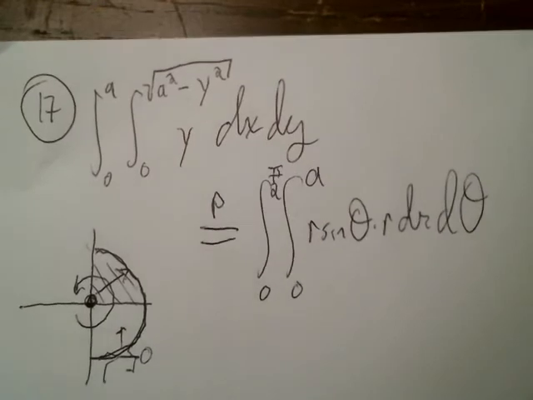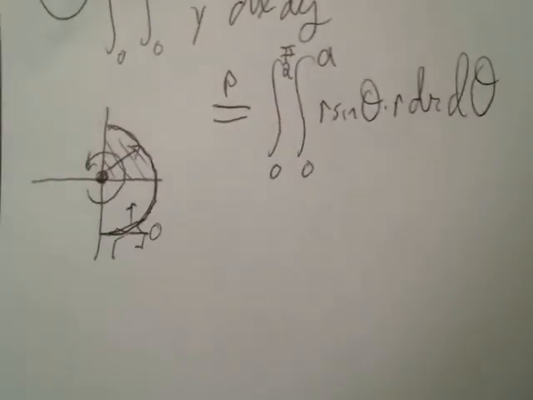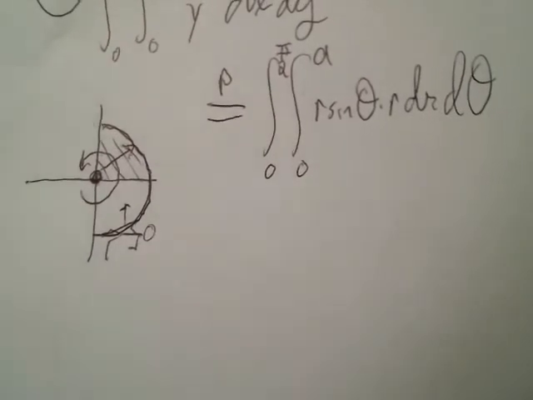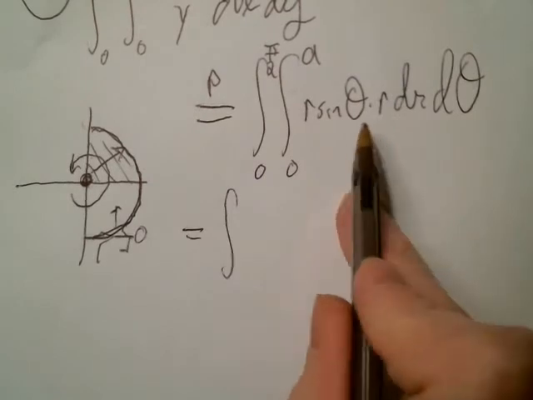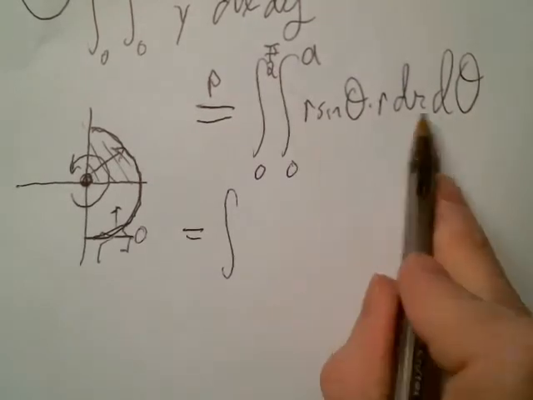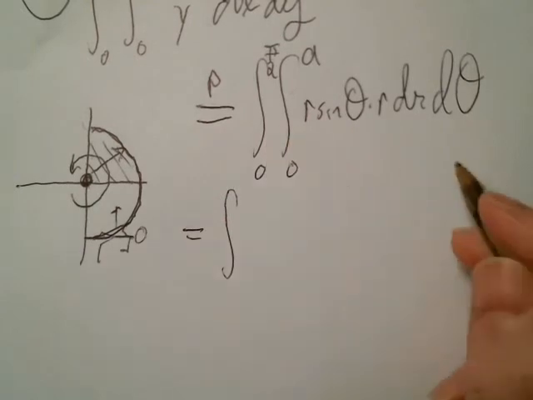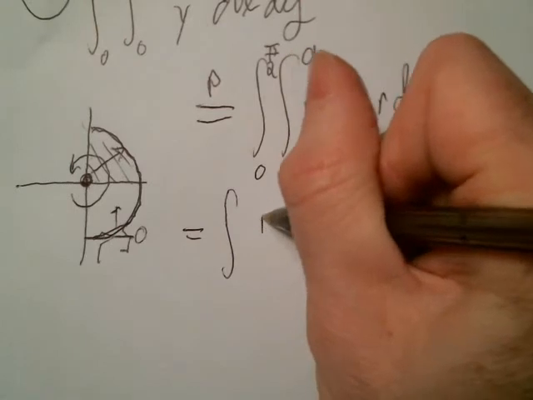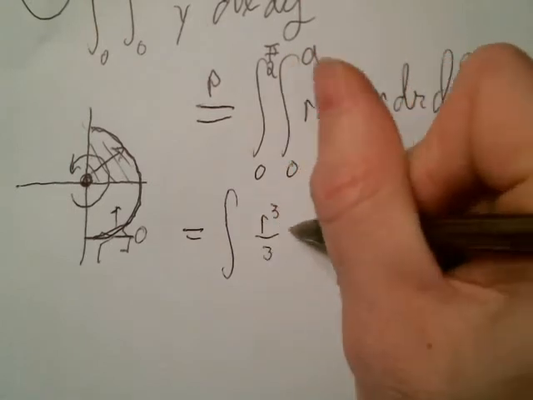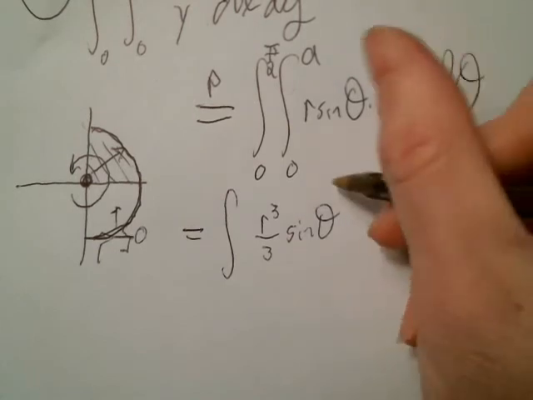Okay, so now I need to integrate this thing. And it usually turns into a trigonometric integral. So integrating this, there's an r squared there, and I'm integrating with respect to r. So r times r is r squared. The integral of r squared, of course, is r cubed over 3. And then we have the sine theta, which is just acting as a constant right now.